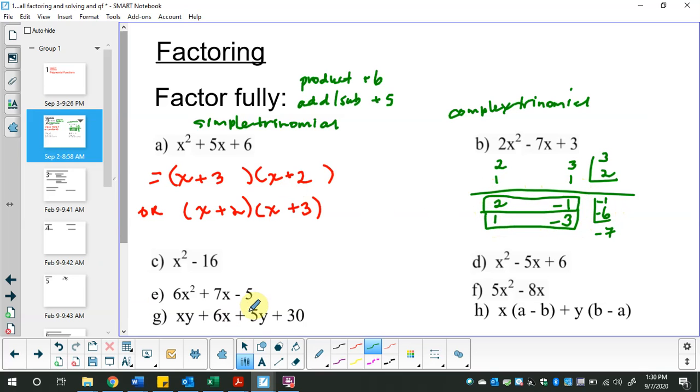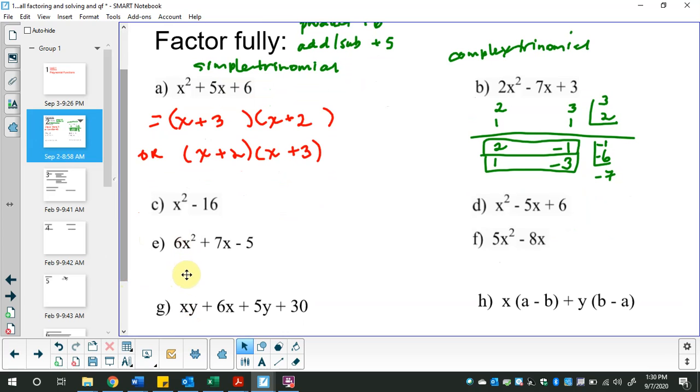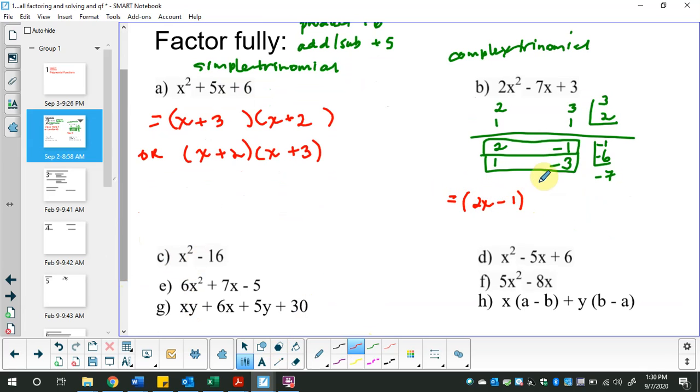So I'm just going to shift these down a little bit. This is where I'm slow with the technology. And I'll have a bracket of 2x minus 1 and a bracket of 1x minus 3.